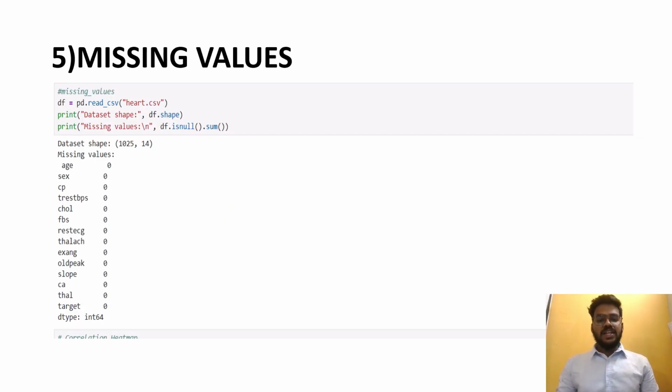Next, here we are checking for the missing data usage. df.isnull().sum(): handling missing values is crucial before training a machine learning model.